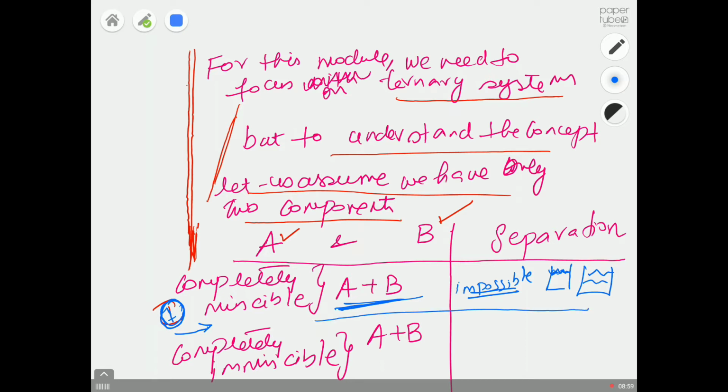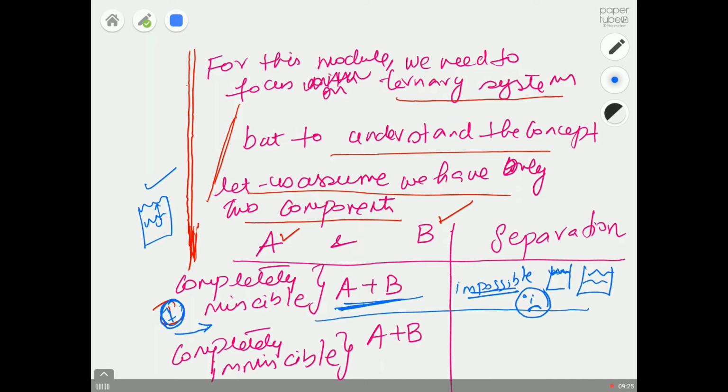So this is a very simple logic. Imagine you have water and then you have oil. They are completely immiscible, which means we can easily separate them. So that's the concept. But for this case one, which is A plus B, completely miscible, separation is impossible. So this is no way. I'm going to put a sad smiley.